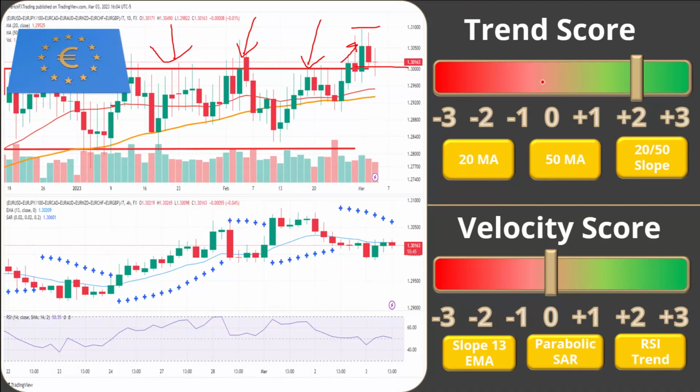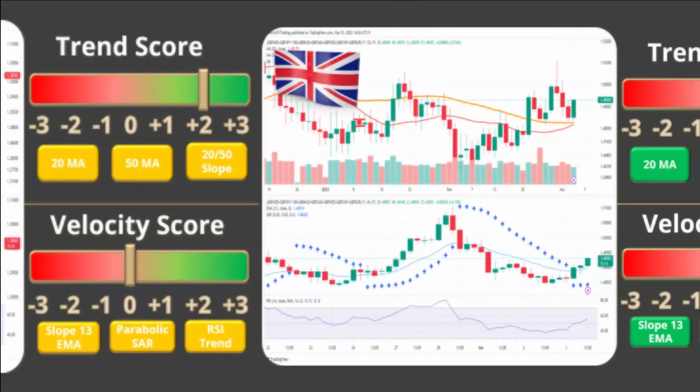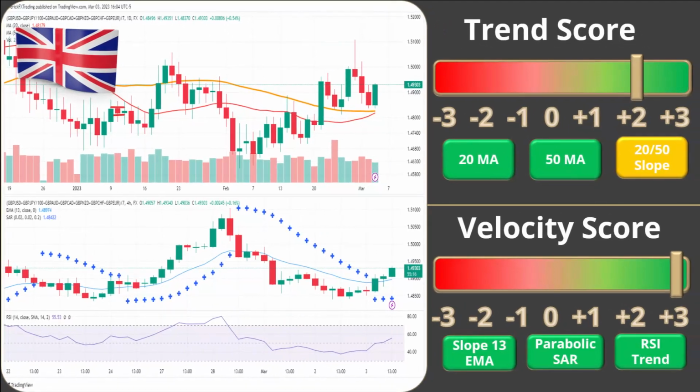Look, I've got to give the euro +2. It is solidly above moving averages. Moving averages are sort of sloping higher. The problem is velocity score is a big old dud here. So until the euro gets moving, I've got to look at other things. Coming over here to the pound. Now the pound is starting to look interesting.